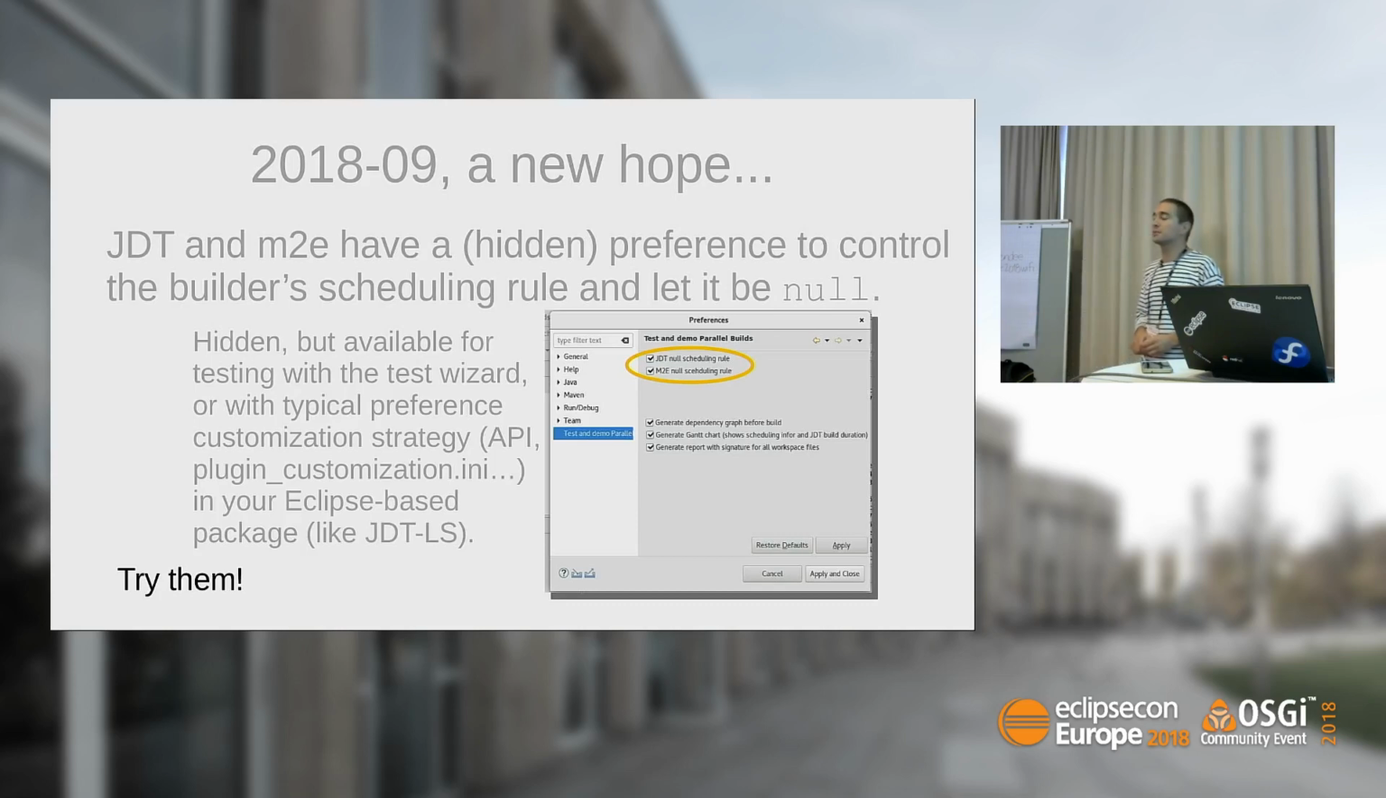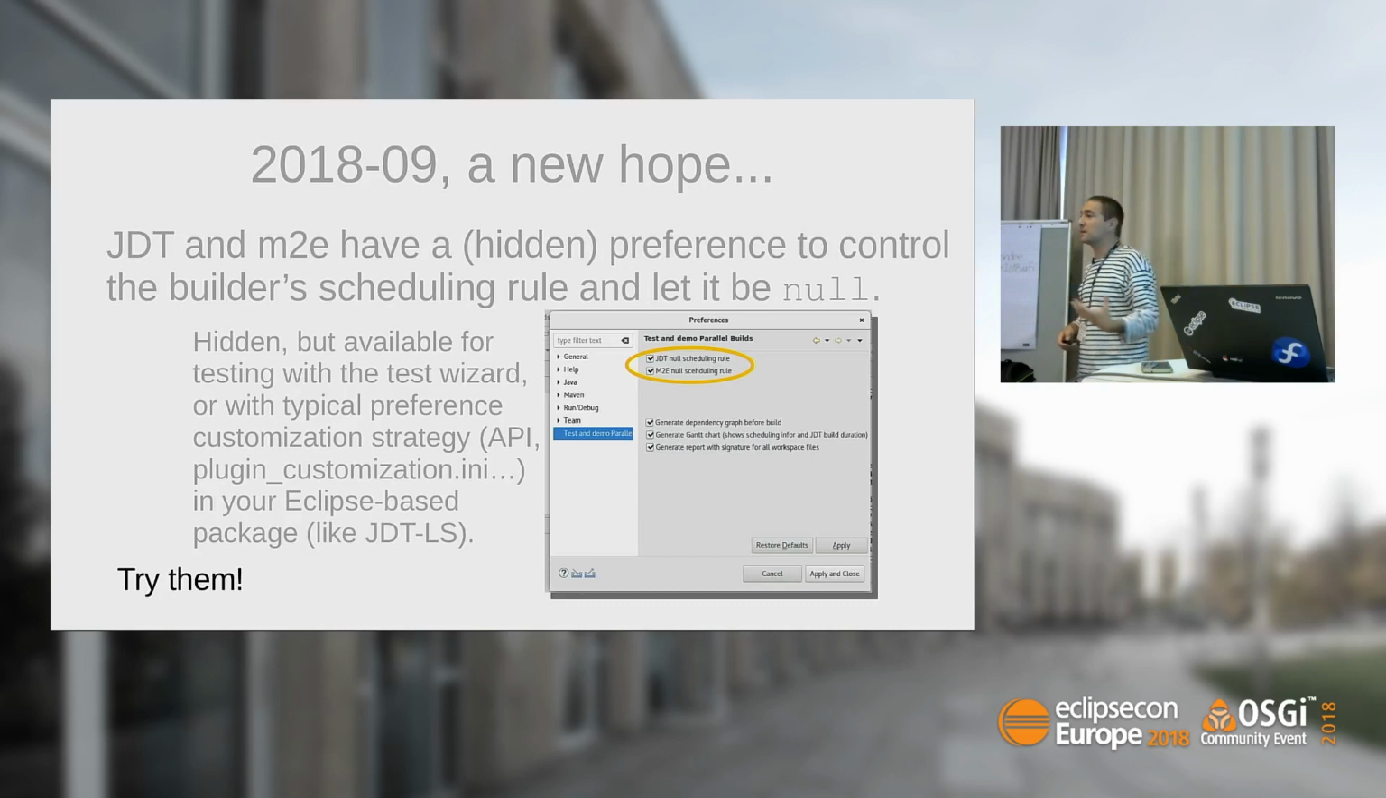JDT and M2E have enabled, in the 2018-09 release, a preference, which is hidden by default, to change the scheduling rule for their builder. So with this preference, you can say, instead of using the workspace root scheduling rule, just use null. Null is the most open scheduling rule. It conflicts with nothing. You just do whatever you want. It's a kind of free-for-all scheduling rule.